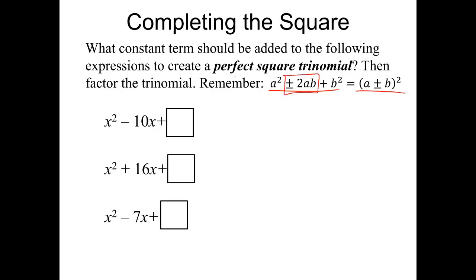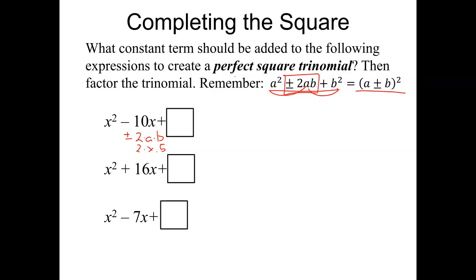That is the most important part. My middle term has to be plus or minus 2 times A times B. A comes from the first term, B comes from the last term. So 2 times, what's the square root of x squared? X. What does B have to be in order for me to end up with 10x? 5. So B has to be 5.